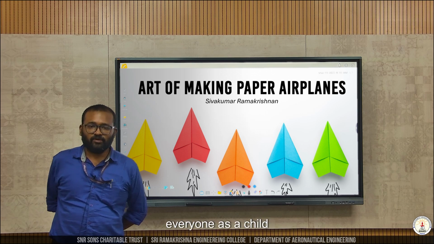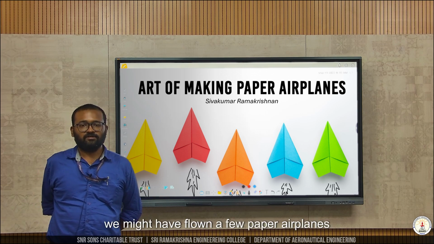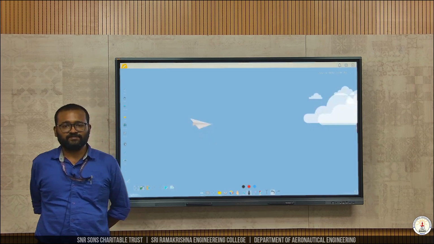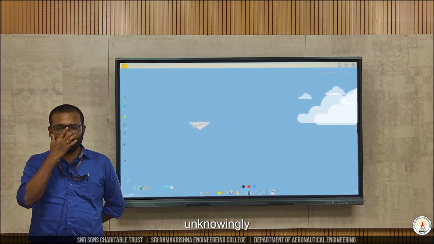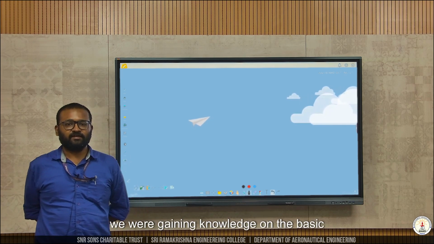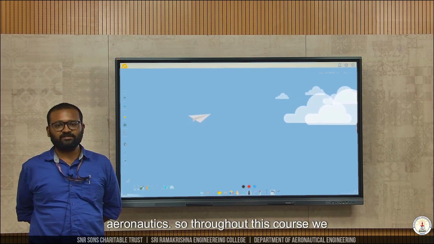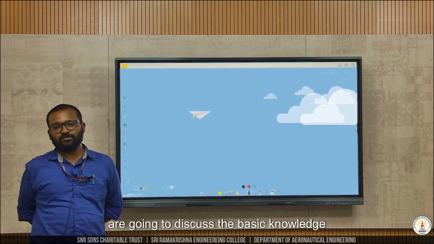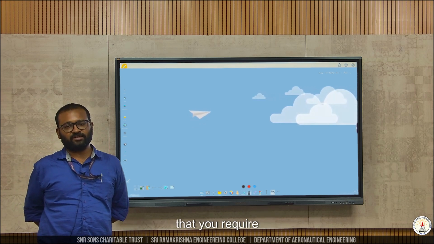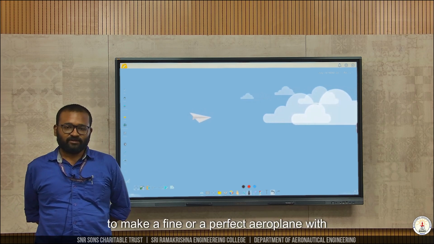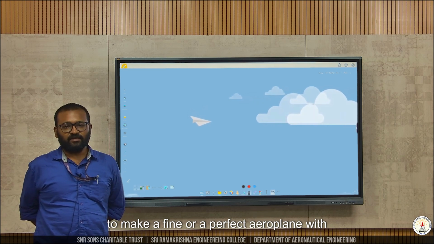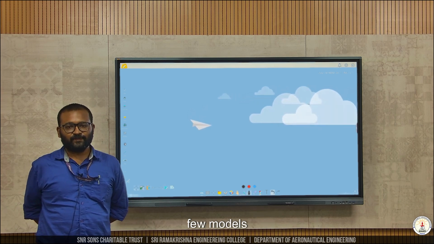So, everyone, as a child, we might have flown a few paper airplanes. Unknowingly, we were gaining knowledge of basic aeronautics. So, throughout this course, we are going to discuss the basic knowledge that you require to make a fine or a perfect airplane with a few models.